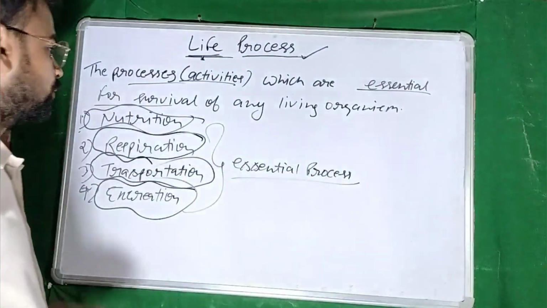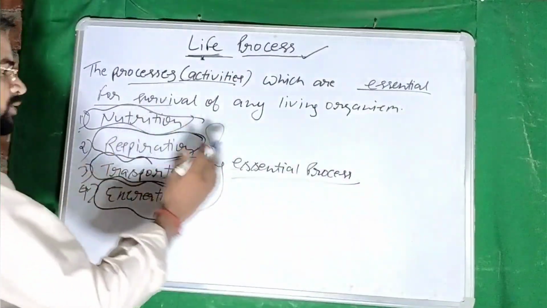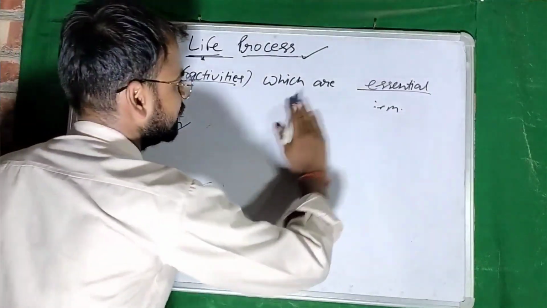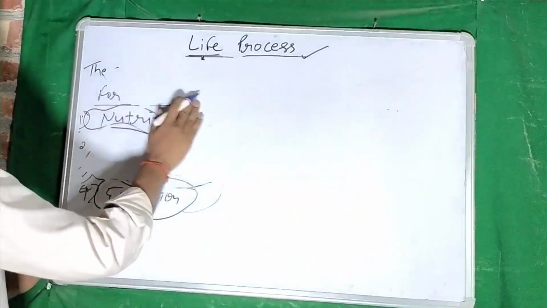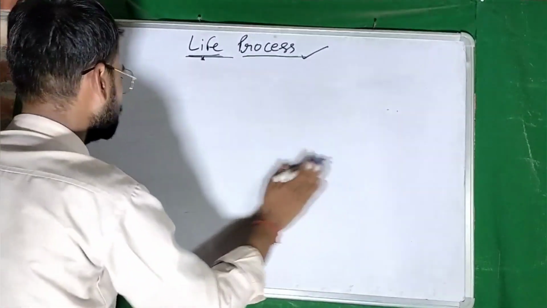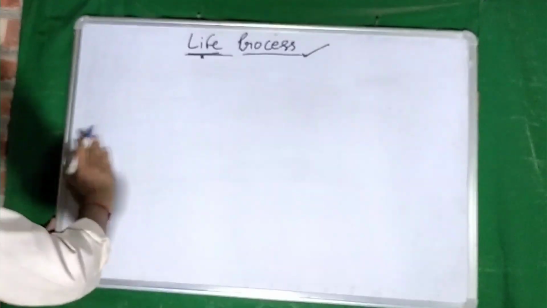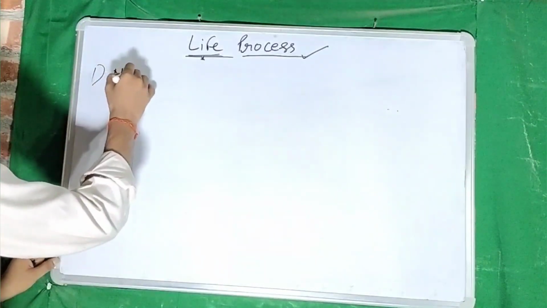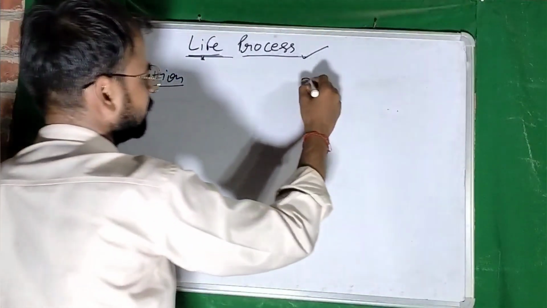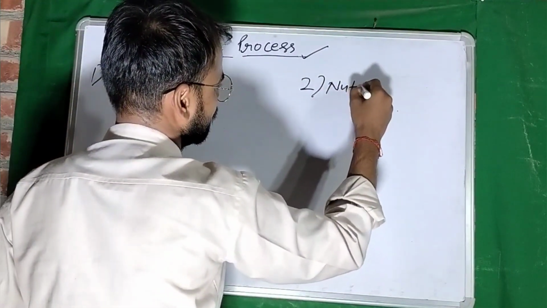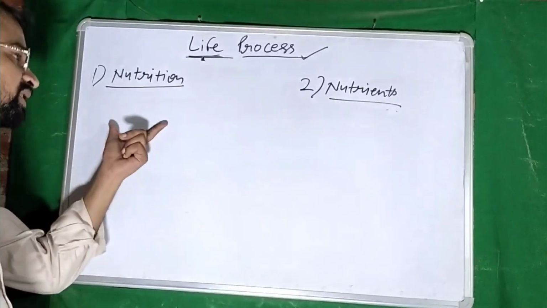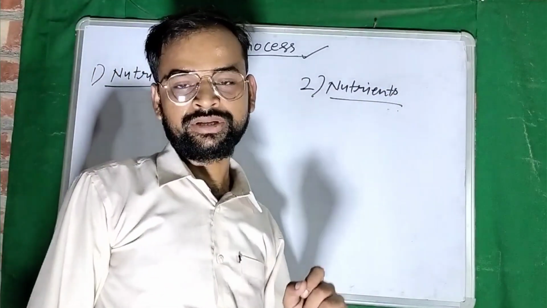So now we will discuss the first point, that is nutrition. You should know the definition of nutrition. There are two topics which are related to each other. Number one is nutrition and the second one is nutrient. So sir, what is nutrition and what are nutrients?